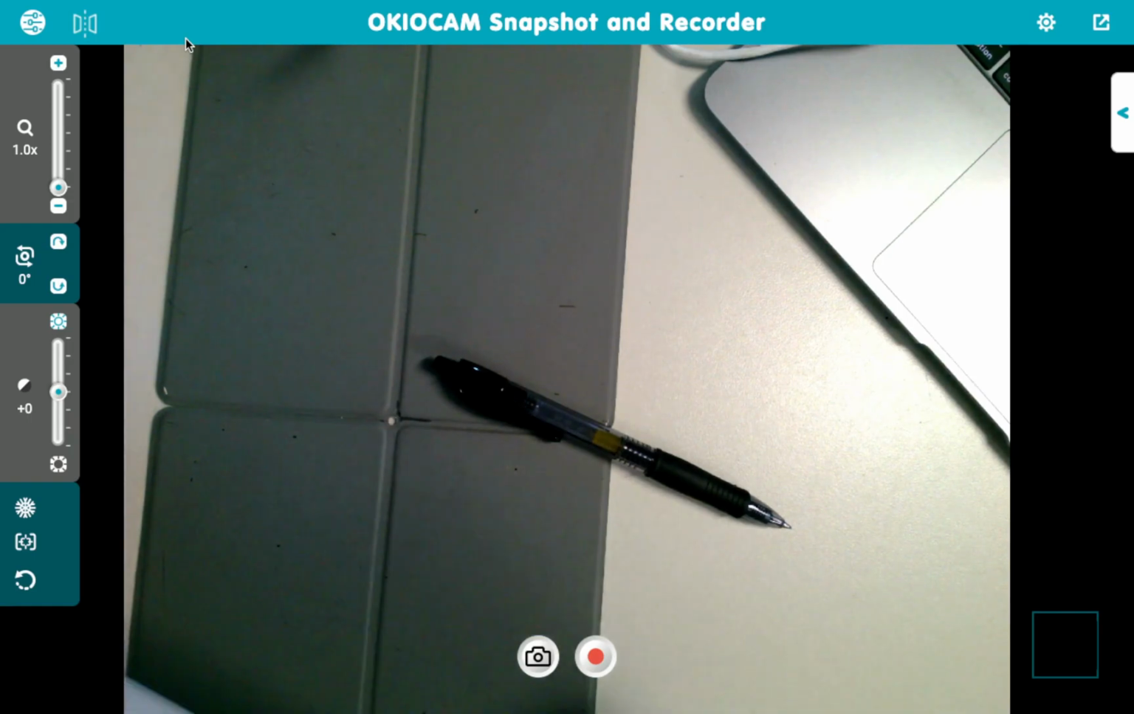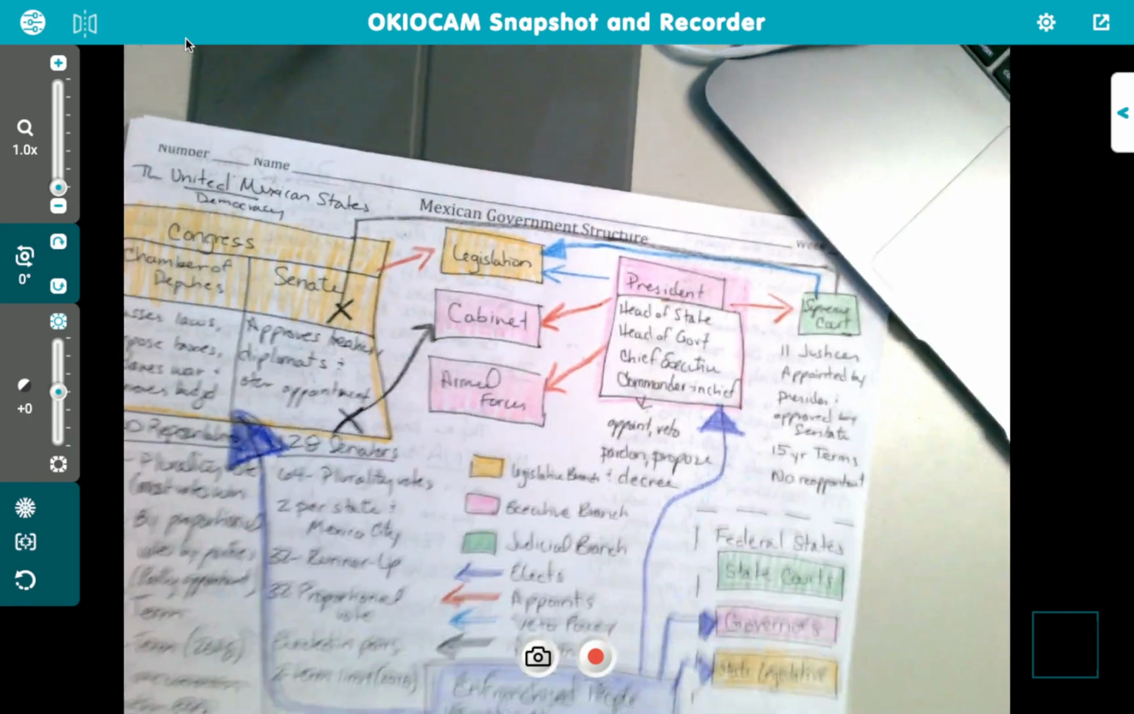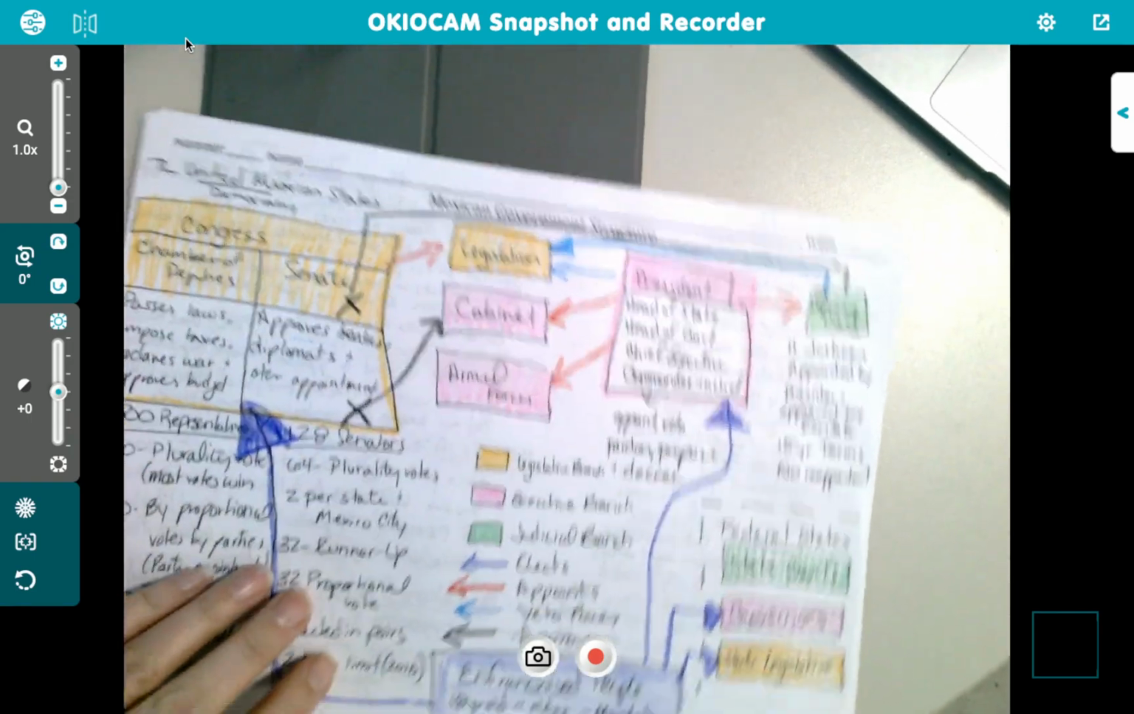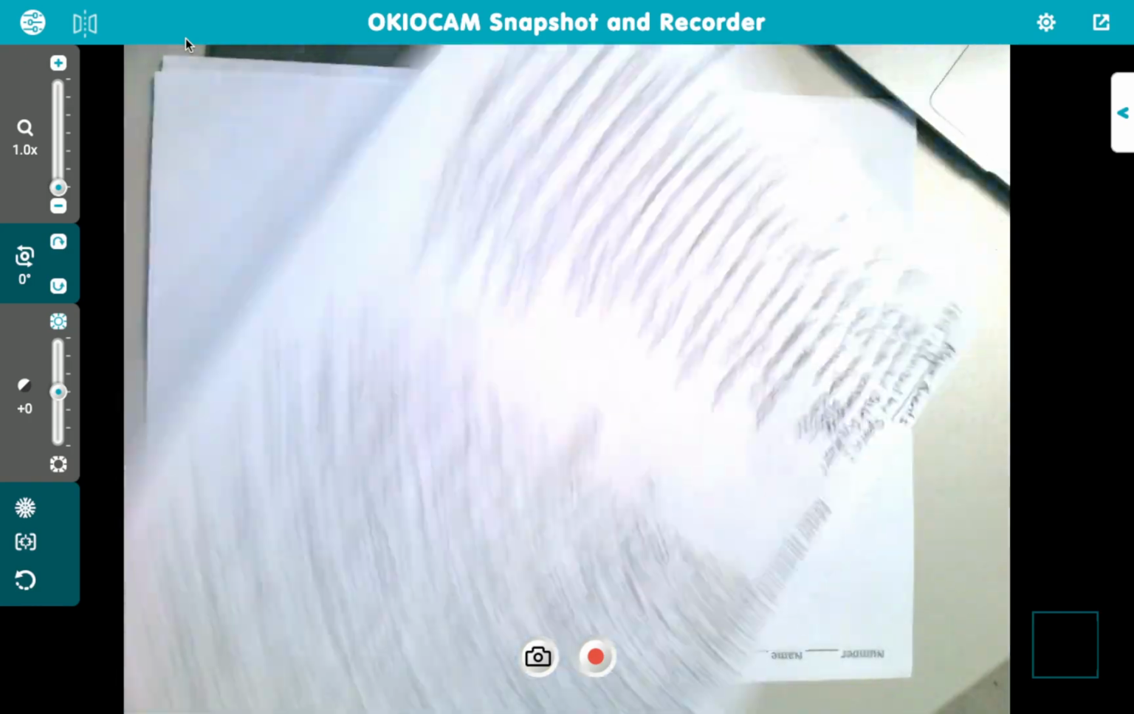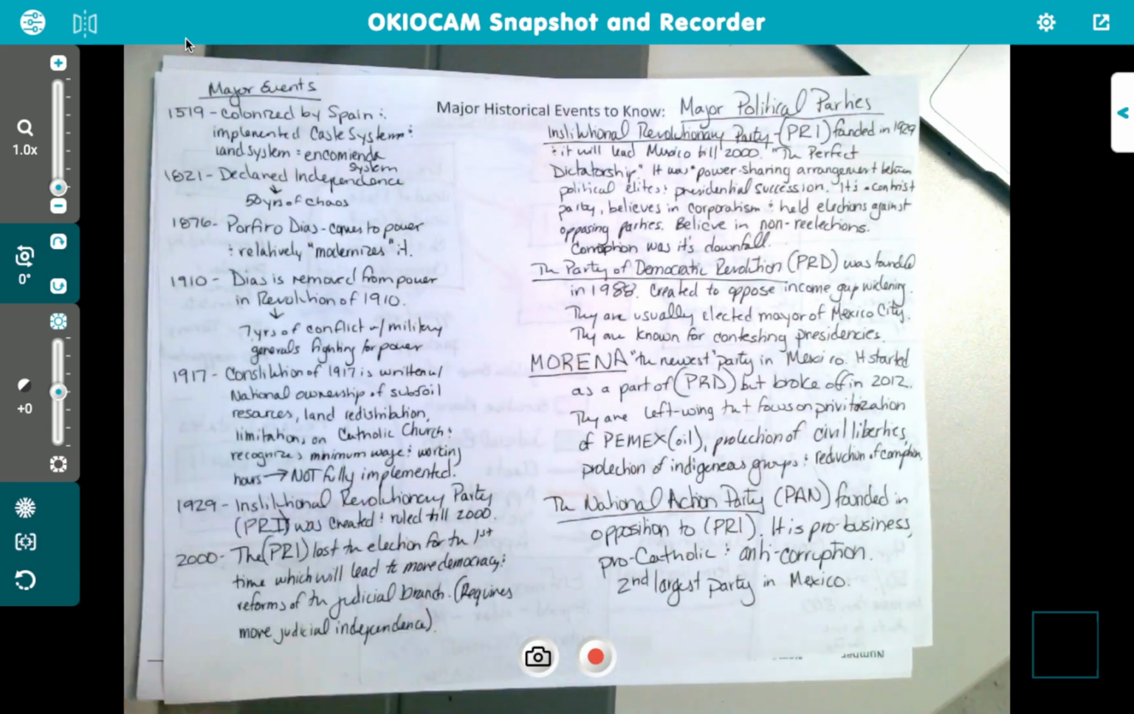This is what the front is going to look like. It looks scarier than it is, honestly. It's really not that scary. It doesn't take that long either. And then this is the back. If you're in AP World, you know most of this.